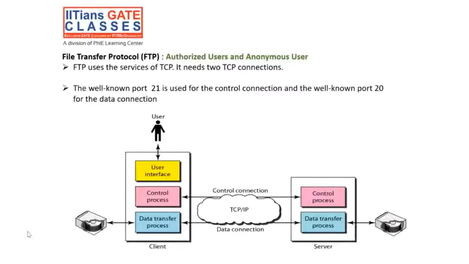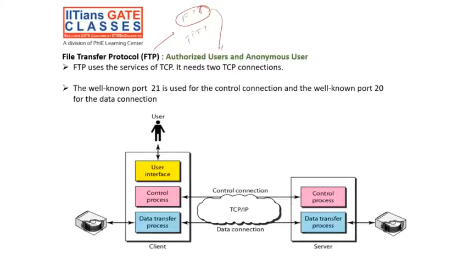Now file transfer protocol. There are actually two types: normal FTP and TFTP. FTP is for the authorized user. Authorized user means if you want to download a file from the server, first of all authorization will be required. Your username and password will be given to you. After logging in with that password, we can download the file from the server.